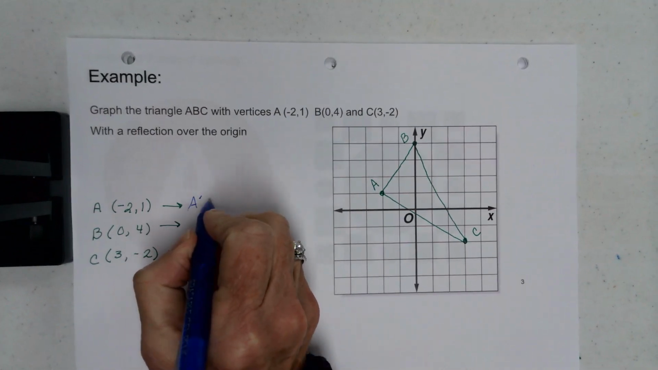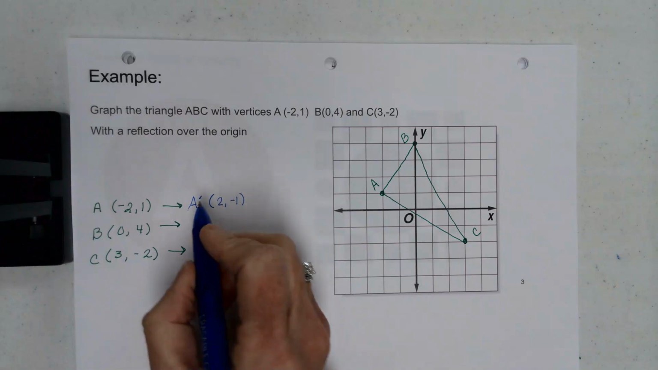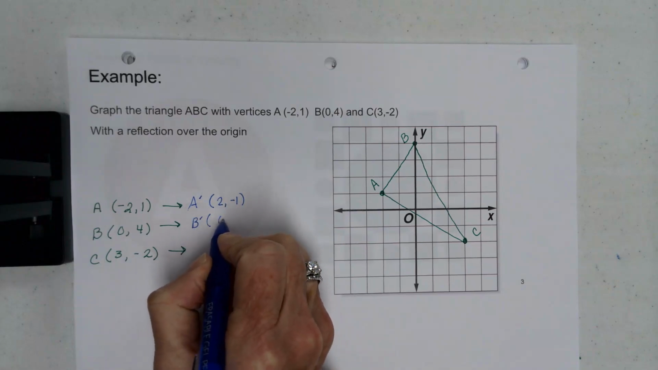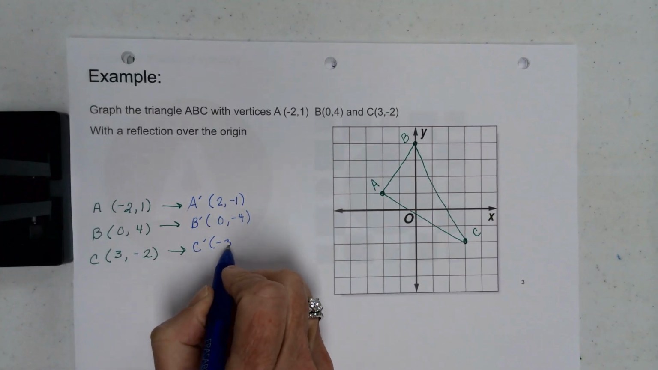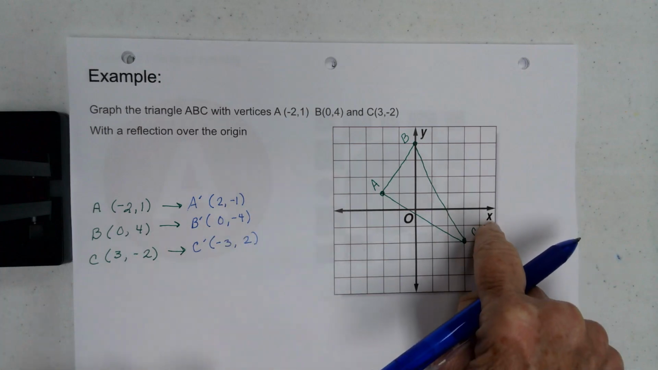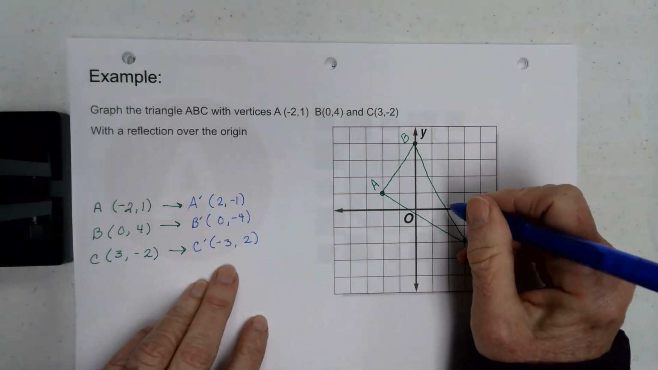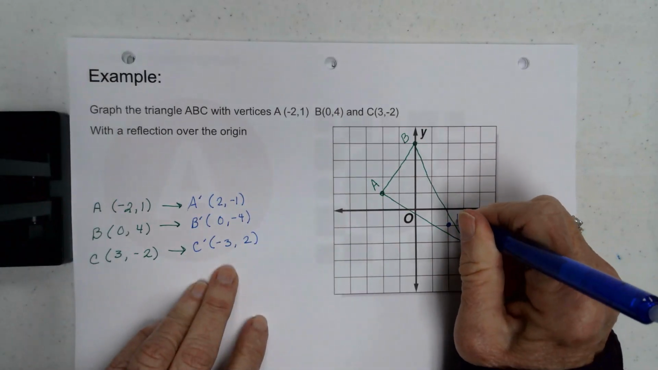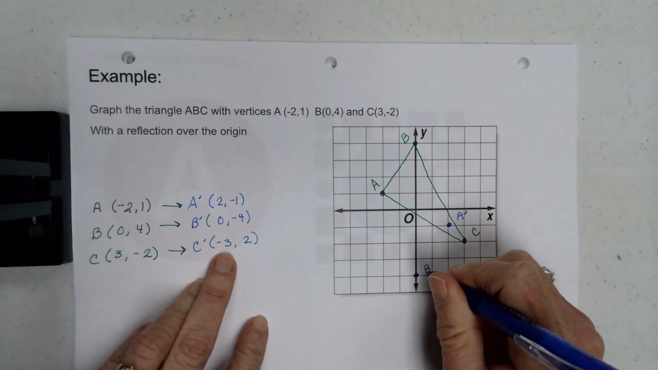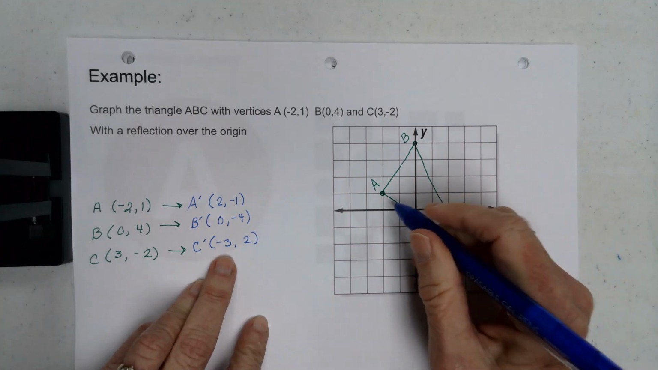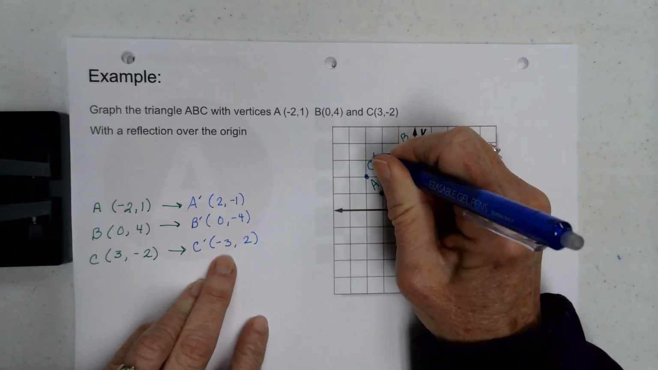So A prime becomes positive 2, negative 1, because I take the opposite of each one. B prime becomes 0, negative 4. I can't take the opposite of 0. C prime becomes negative 3, positive 2. Now I have the reflection over the origin that I will graph. So I'm going to graph the point 2, negative 1, which is A prime, 0, negative 4, which is B prime, and negative 3, positive 2, which is going to be C prime.